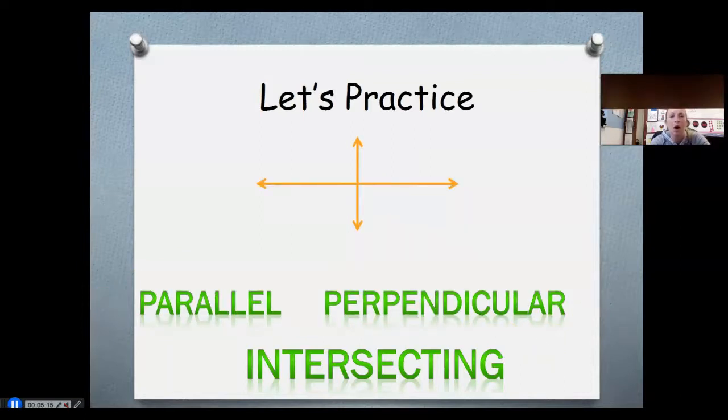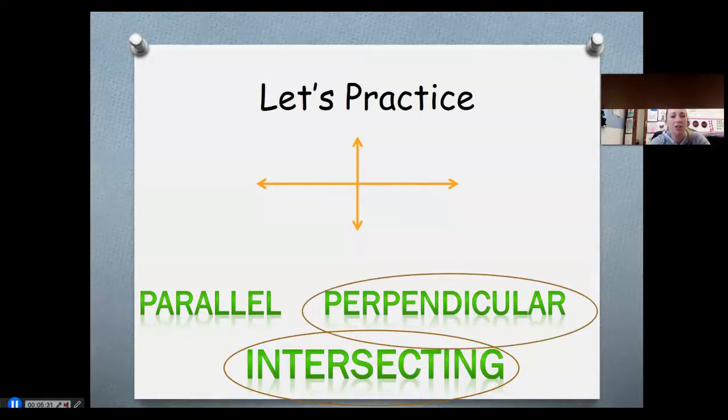What is this? Are these parallel lines, perpendicular lines, or intersecting lines? Well, if you said intersecting, you are correct. Those lines are crossing. But you actually should have also said perpendicular. Do you see how these lines make a perfect T? If it makes a perfect T, then they are perpendicular. But remember, if they are perpendicular, they must also be intersecting.